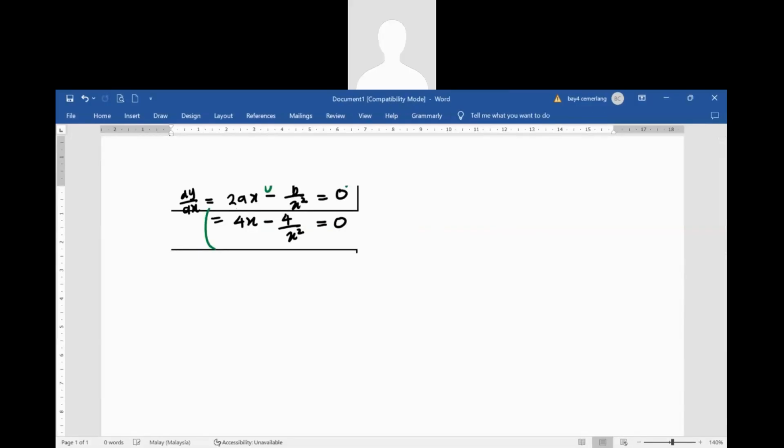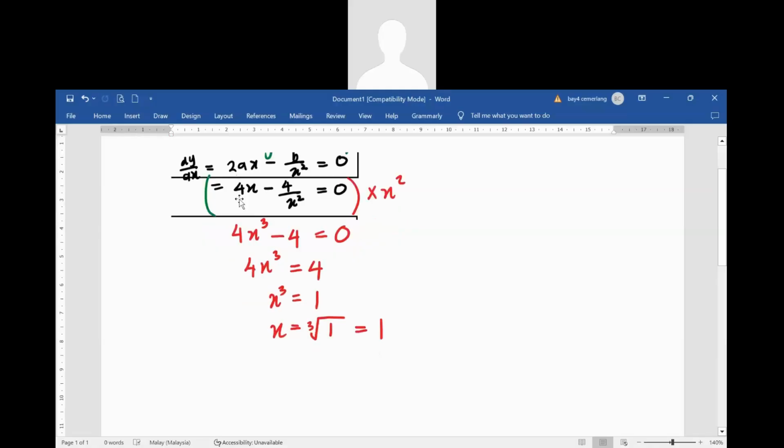Okay, so we take the whole equation. It is over by x square, right? So we multiply by x square. So dia akan jadi 4x cube minus 4 equals to 0. Okay, so 4x cube is equals to 4. X cube is equals to 1. So x is equals to cube root of 1, which is equals to 1.